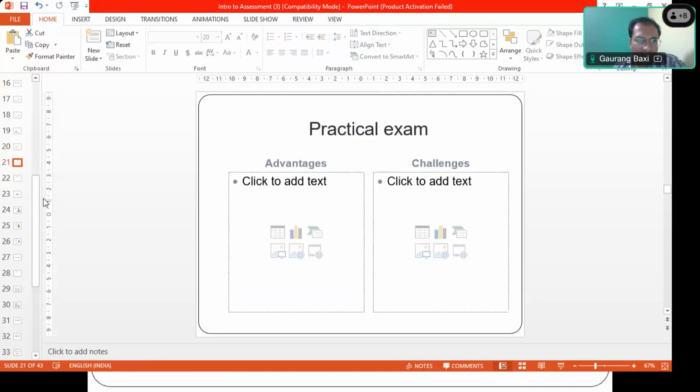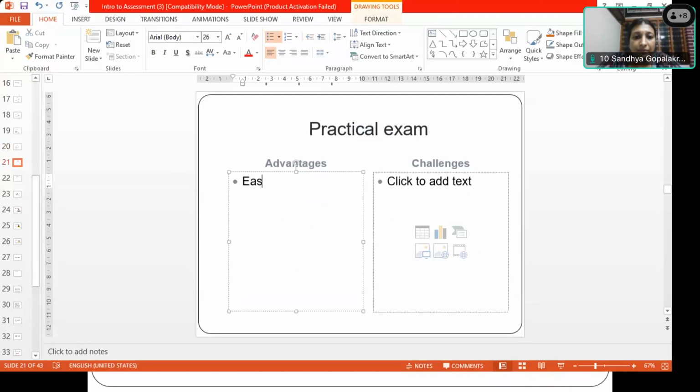Quickly, we'll cover the last 2 points, practical and clinical exams. There will be a lot of similar points, so let's just take up the practical exam first here. Sir, advantage, it's easily administered. Easy compared to the clinical.